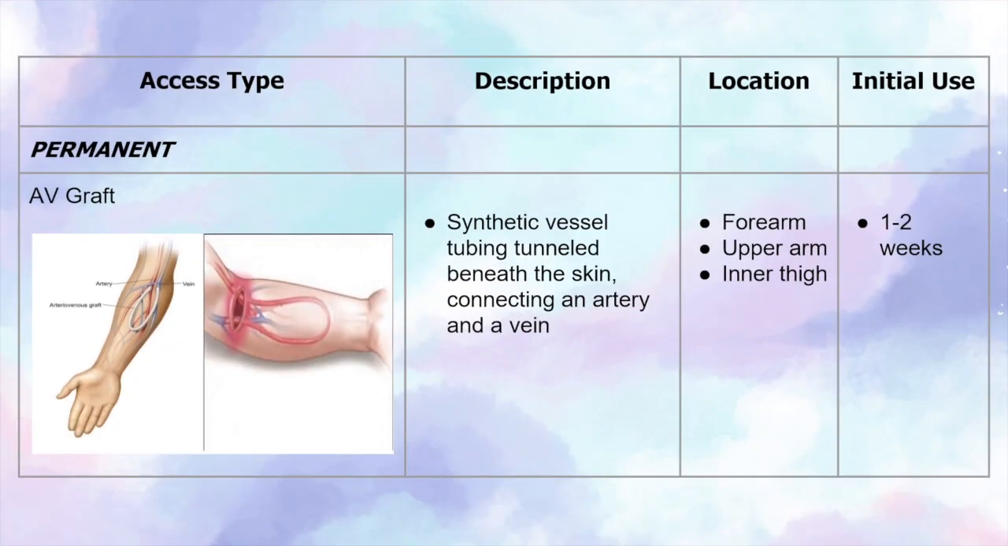The second one is AV graft, and it is also permanent. It is a synthetic vessel tubing tunneled beneath the skin, connecting an artery and a vein. It is located on the forearm, upper arm, and inner thigh. Its initial use is usually 1 to 2 weeks.